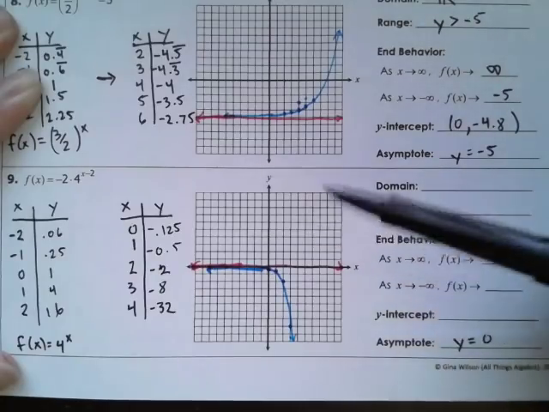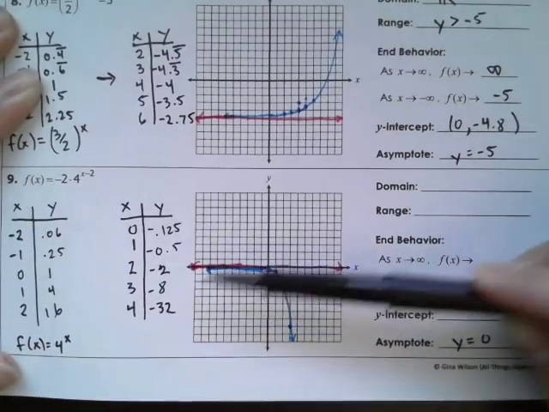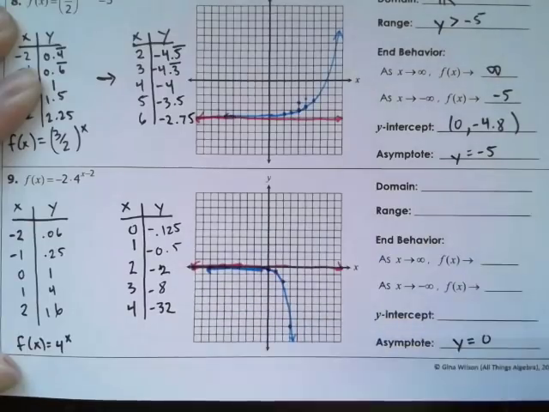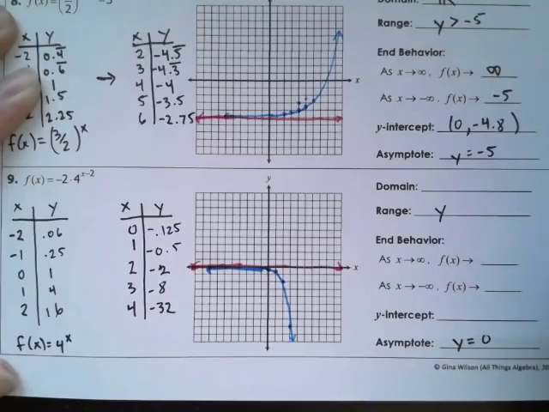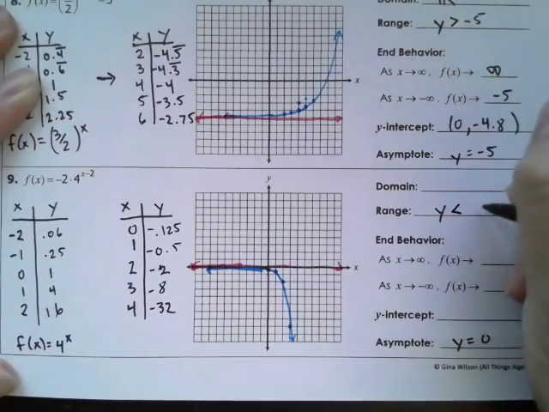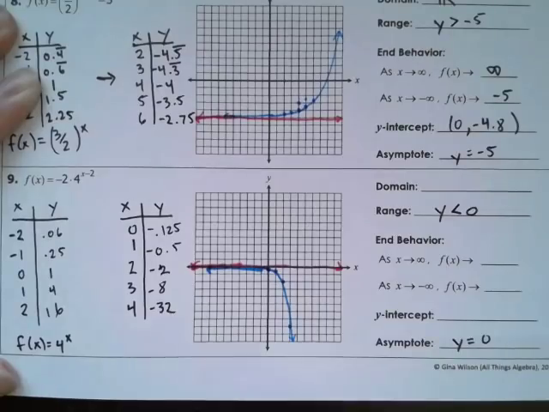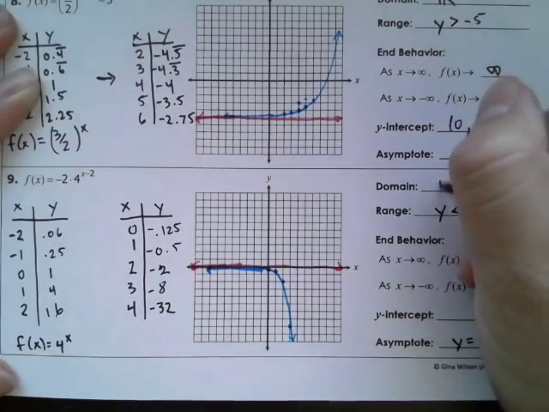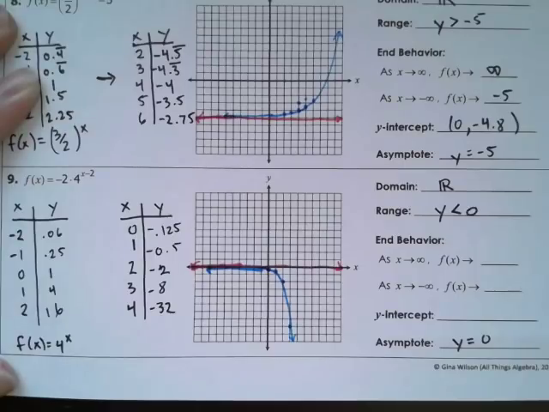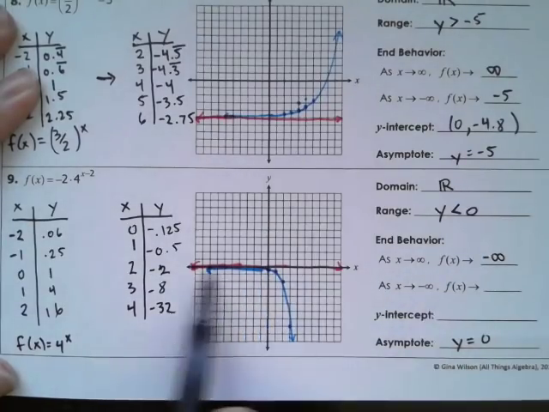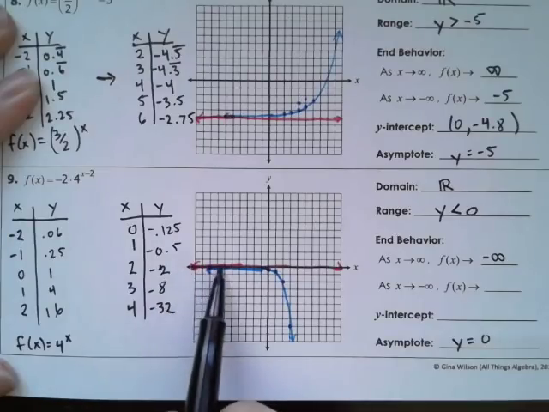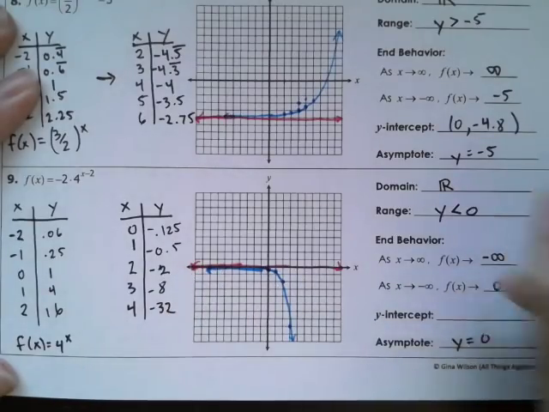My range would be all values this time less than that horizontal line there, y is equal to 0. So my range is all y values less than 0. There's no restriction to what I can plug in. All my x values are real values to this function, so domain is all real numbers. As x approaches infinity, f of x is going to go down, so it goes towards negative infinity. As x approaches negative infinity, it's going to keep getting closer and closer and closer to 0.